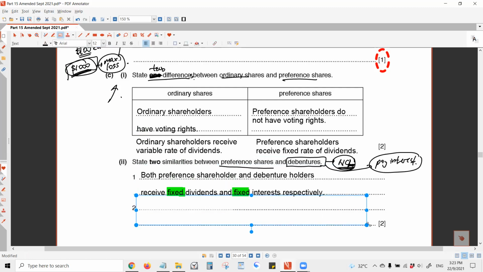Debenture holders also do not have voting rights. Among the three, ordinary shareholders, preference shareholders, and debenture holders, only ordinary shareholders have voting rights. So both of them don't have voting rights. I'll tell you the reason later. Usually I would tell my students what the reason is that only ordinary shareholders have voting rights. Let's write this together.